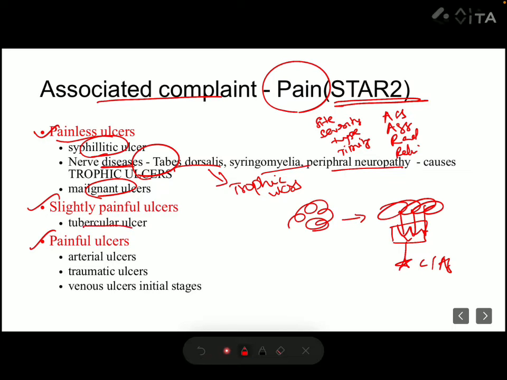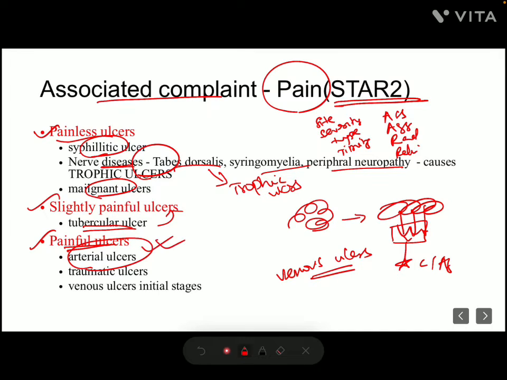Let us talk about tubercular ulcers, which are known to be slightly painful. They're not completely free of pain, nor are they very painful. They are slightly painful. That's it. Now let us talk about painful ulcers. The first thing that you should remember when someone talks to you about painful ulcers is arterial ulcers. Usually, when you look at venous ulcers, the patient presents to you due to the growing nature of the ulcer and other aspects of the ulcer.